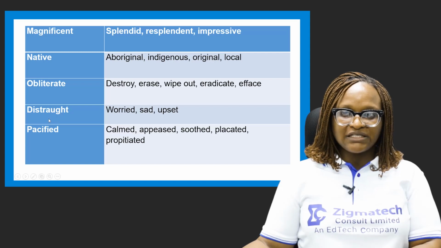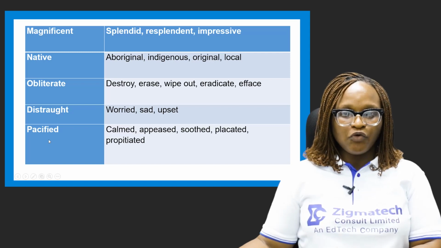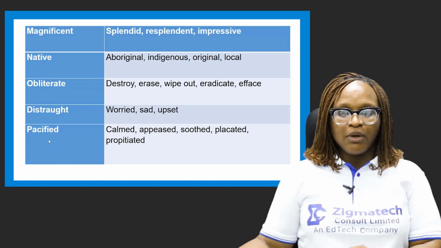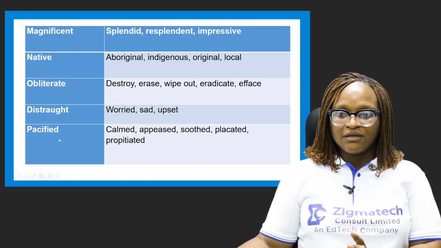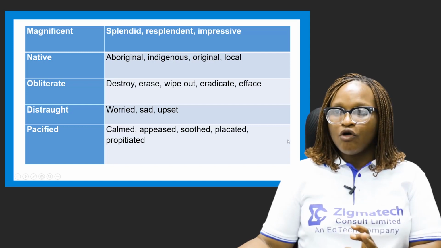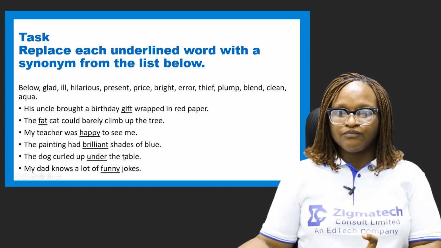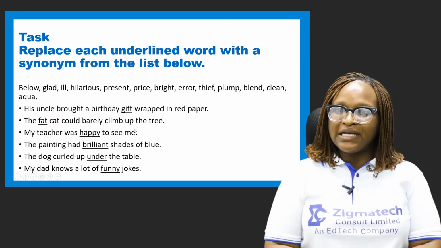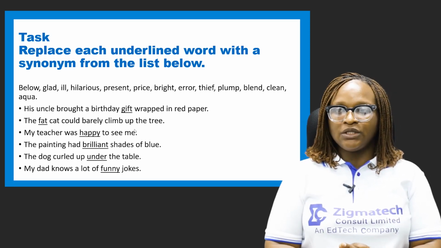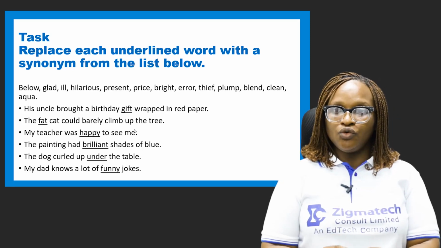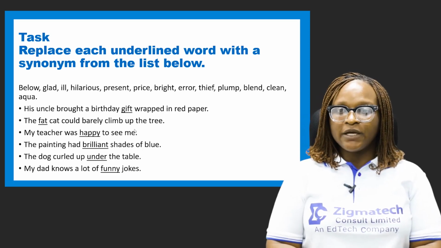You have the word distraught, that's an adjective. You see, you have adjectives. You have pacified, which is the past verb form, while the simple present form is pacify. Then the past is what? Pacified. And we have all synonyms in the past verb form. The task says replace each underlined word with a synonym from the list below. We'll attempt one, then I will leave you to do the others. A list of words has been given, so we're expected to replace.